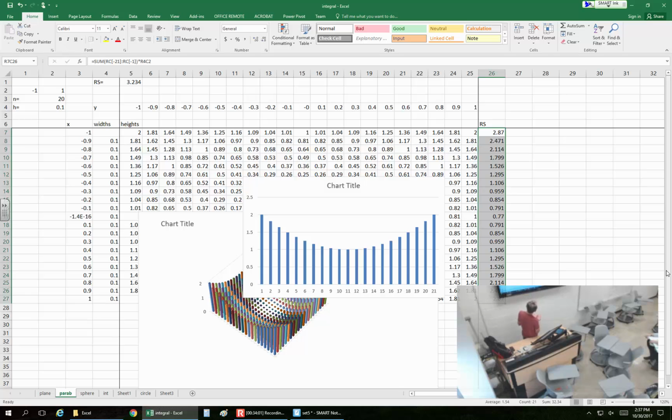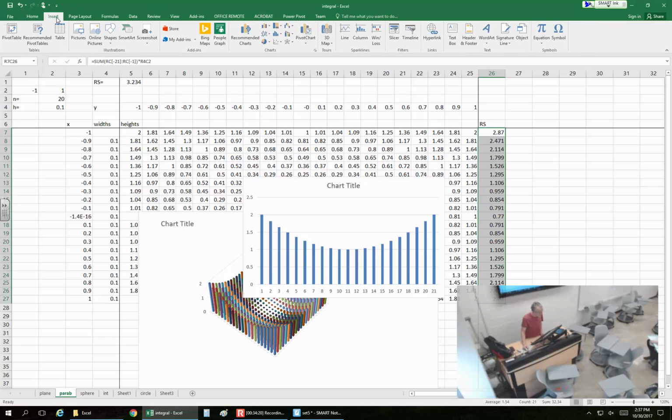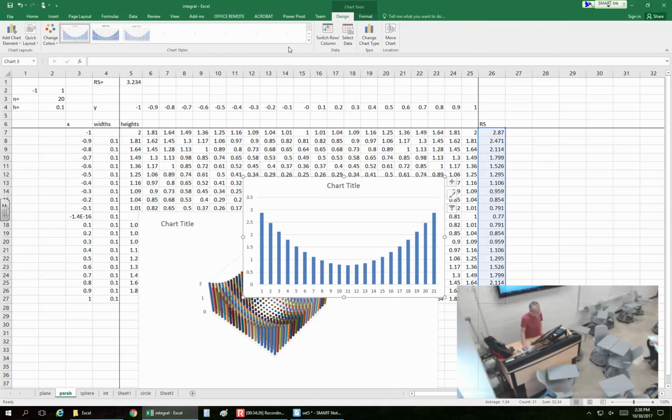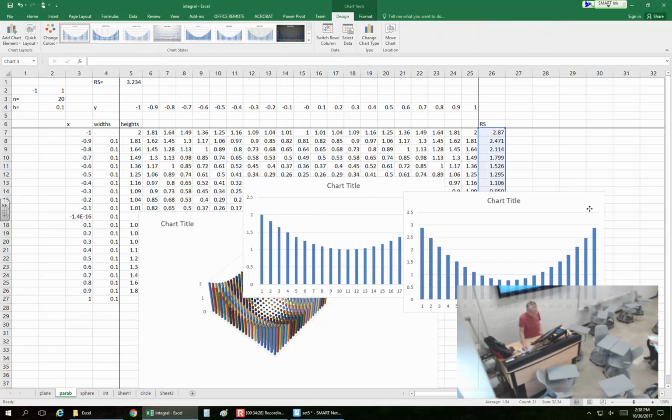There's a correspondence between those numbers and these, right? They're on the same column, on the same row, right? So if the input is -1, the output is 2.87, and if the input is -0.09, the output is 2.471. So what is it? There's no trick question here. It is a function of... it is a new function of one variable.